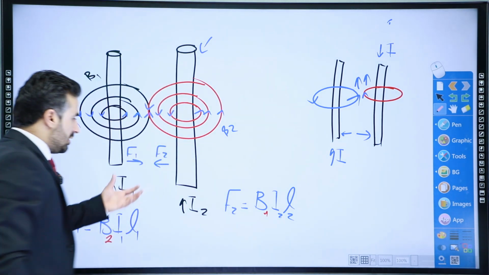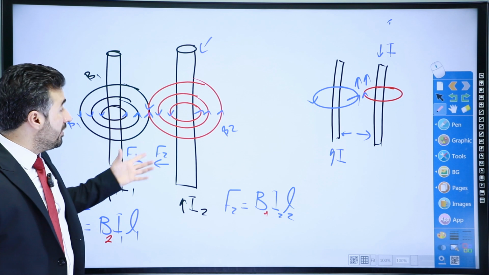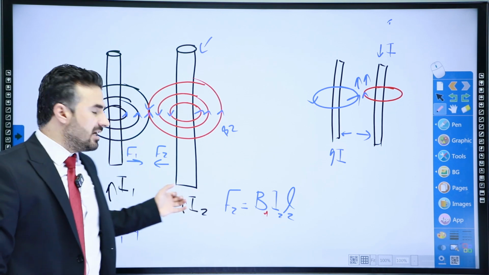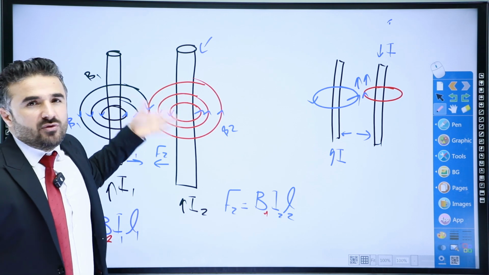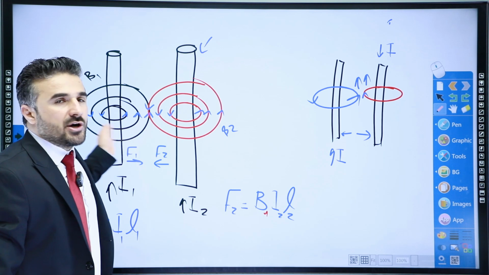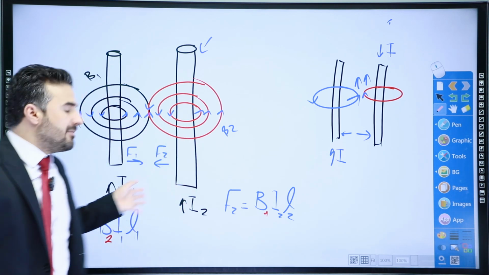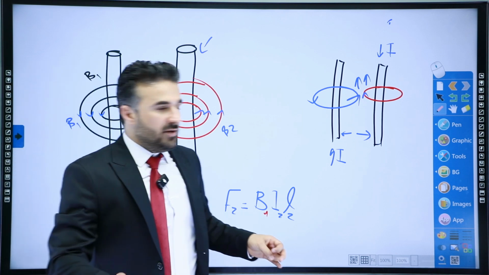Okay, so if the currents in the two wires were in the same direction, they would attract one another. What if, instead of saying the current is the same, they say the positive charges are moving in the same direction? What if they say the electrons in the two wires are moving in the same direction? These all mean the same thing. That means the currents in the two are in the same direction. But be very careful here.